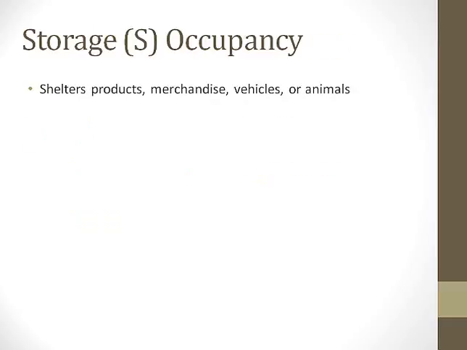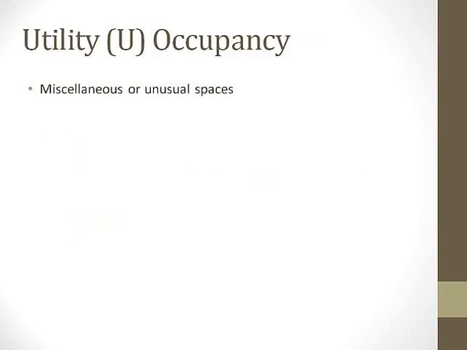Then there is a storage occupancy, shelters products, merchandise, vehicles, or animals. Next is utility, just miscellaneous or unusual spaces that don't fit elsewhere will be here. And now that we've looked at each occupancy classification, we'll look at some relationships and different ways that they're combined.